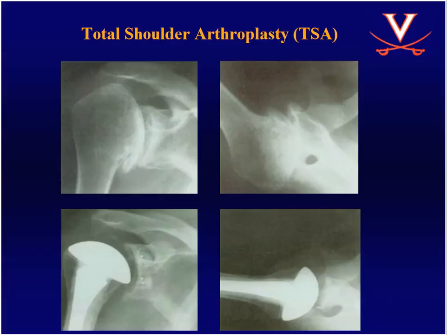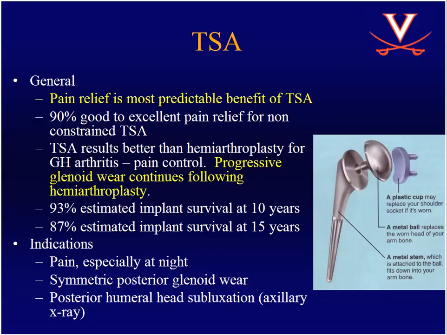Moving us nicely then into the category of total shoulder arthroplasty, which I promised you we'd spend a little time on, which we haven't in the past years. The bottom line is for total shoulder arthroplasty, pain relief is the most predictable benefit. Now that's for a total shoulder arthroplasty. That means you do the humerus and the glenoid. If you don't do the glenoid, then you're not going to have as predictable pain relief and the glenoids can continue to wear. And therefore, the total shoulder results are better than the hemiarthroplasty results for glenohumeral arthritis because the glenoid continues to wear. With a total shoulder, you have good survival at 10 and 15 years.